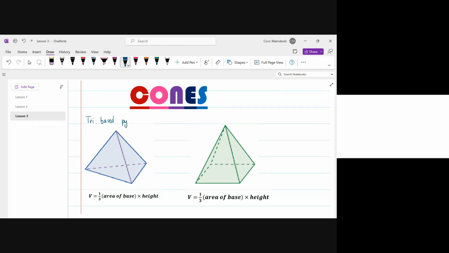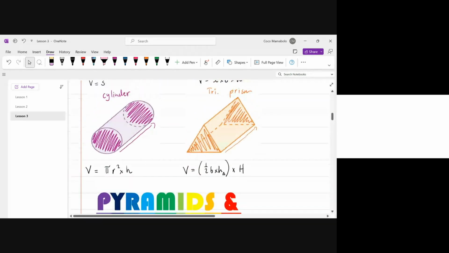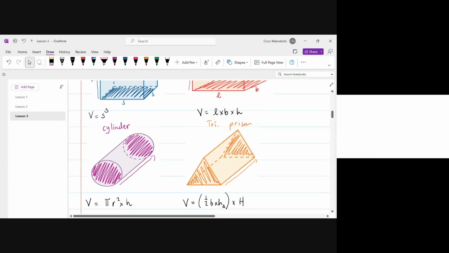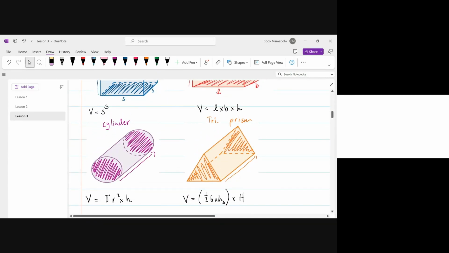Triangle-based pyramid. Okay, and as always, remember when they say the area of, okay, sorry, Tidi Malo. Okay, you've got 5 seconds. 4, 3, 2, 1.